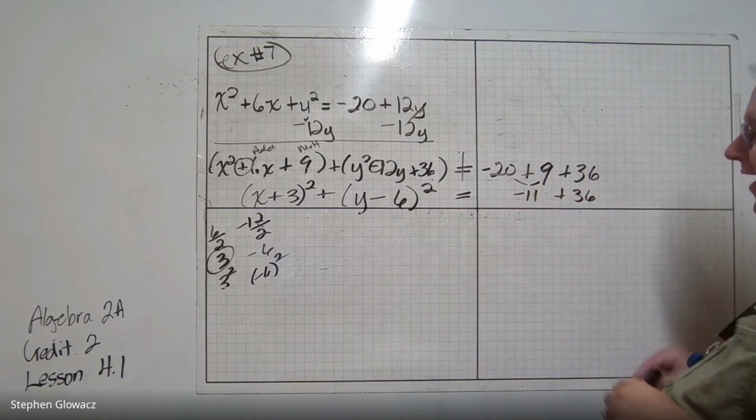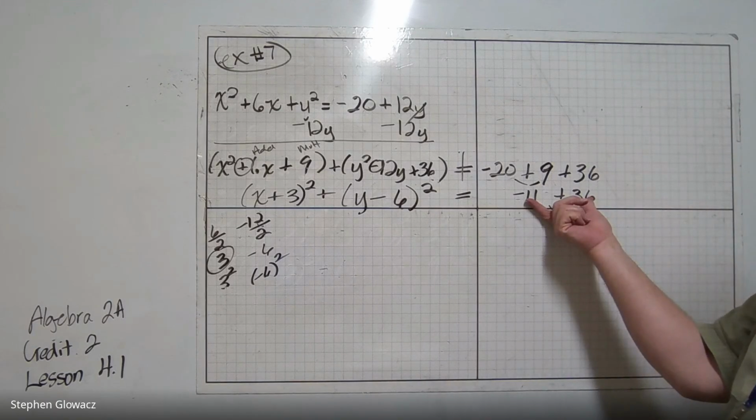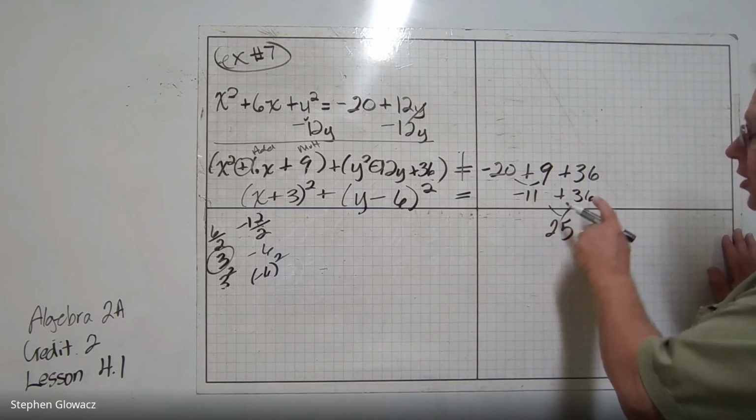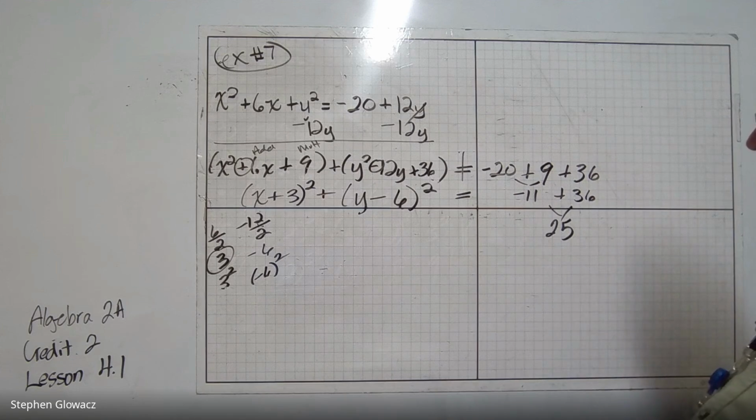And now we're going to add that to 36. Once again, signs are different, so we subtract. 36 minus 11 is 25. But this time, the larger number, the 36, is positive. So all of this adds up to positive 25.